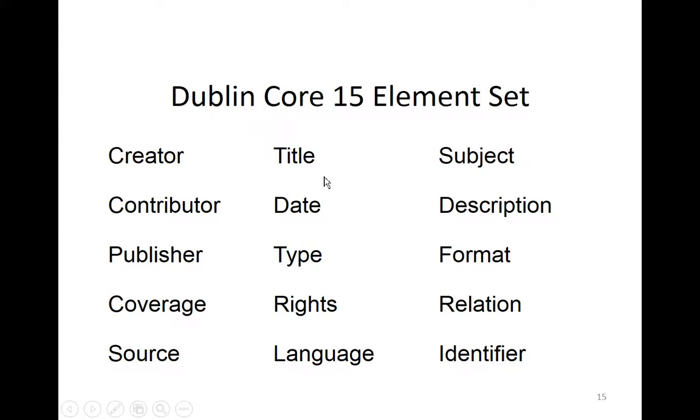Here is the set, 15 of them, and it's what I call the who, what, where, when, and why. It's a quick and easy way to say what Dublin Core does and what any descriptive standard should do, at least. And each one of these is extensible.